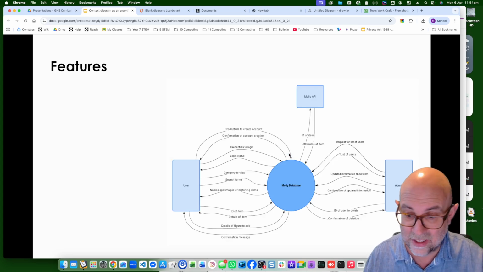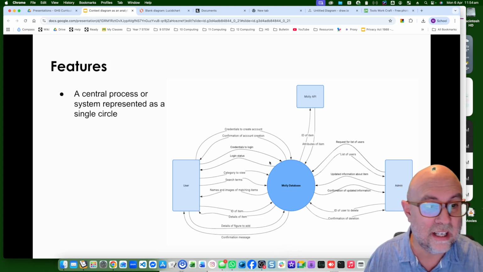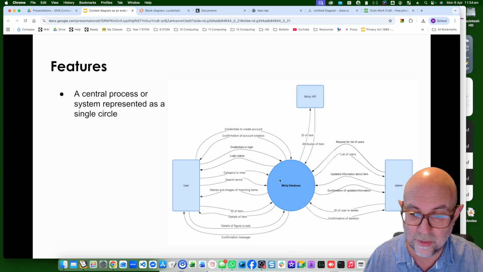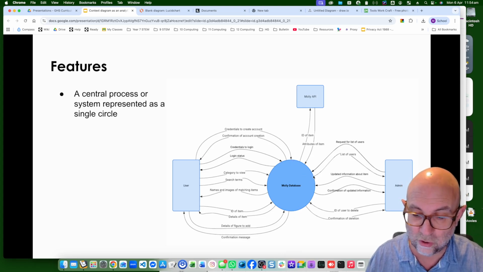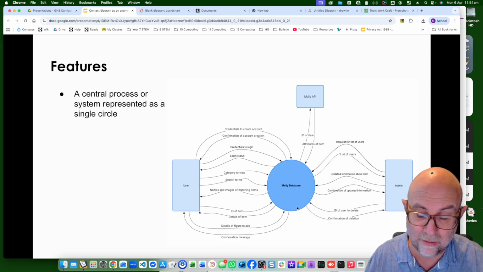So here is my database, and let's talk about the features. The central process or system is represented as a single circle. So you don't have multiples of these, although Lord knows it would make life easier.